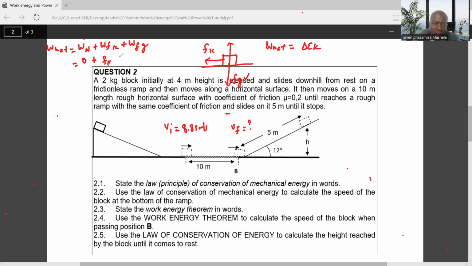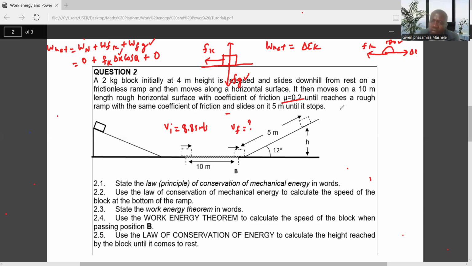Fk delta x cos theta, plus the work done by Fg, which is 0. I'm saying the work done by the force of gravity is 0. We know the displacement is 10. The angle between the displacement and the frictional force is 180 because the object is moving to the right and friction is opposing. And since we're using 180, we have to get the frictional force because we're given the coefficient of friction. How are we going to do that?